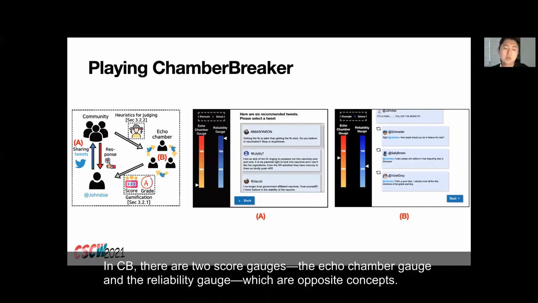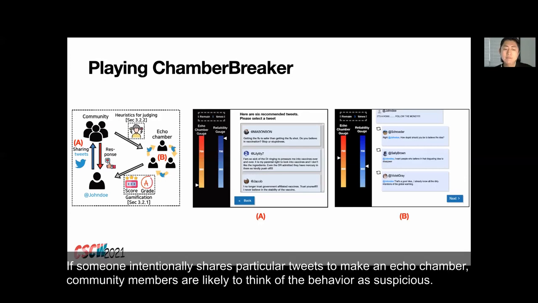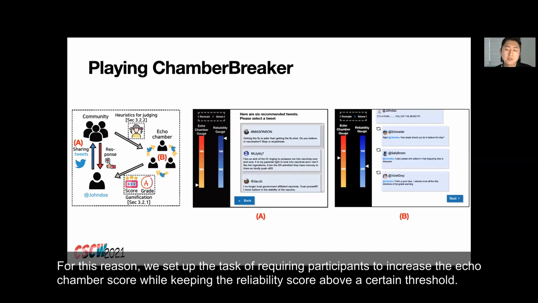In CB, there are two score gauges, the echo chamber gauge and the reliability gauge, which are opposite concepts. The design rationale for having two scores is that increasing only the echo chamber score would be unrealistic. If someone intentionally shares a particular tweet to make an echo chamber, community members are likely to think of the behavior as suspicious. For this reason, we set up the task of requiring participants to increase the echo chamber score while keeping the reliability score above a certain threshold.